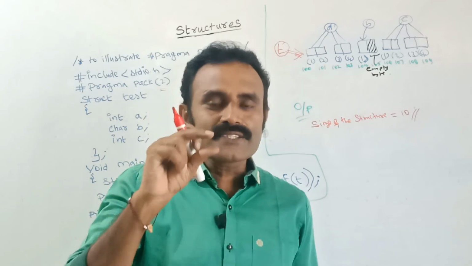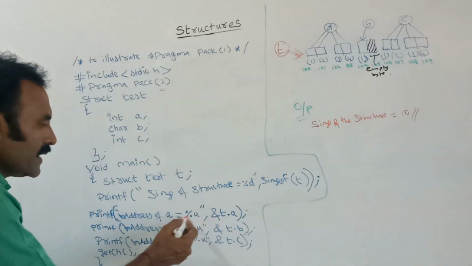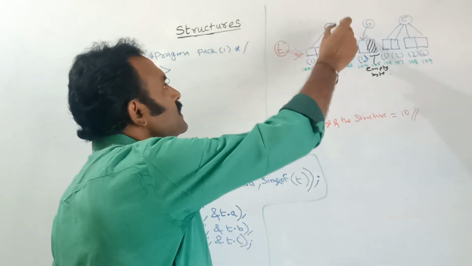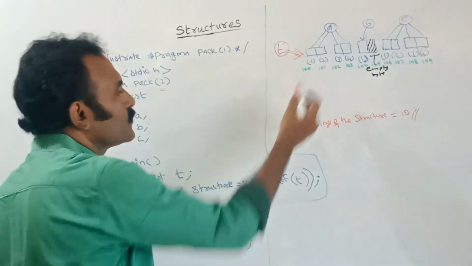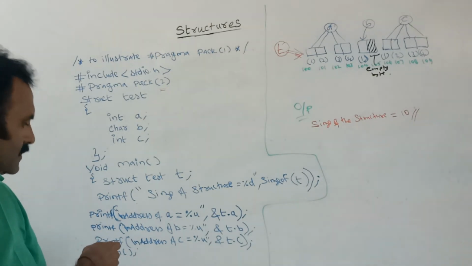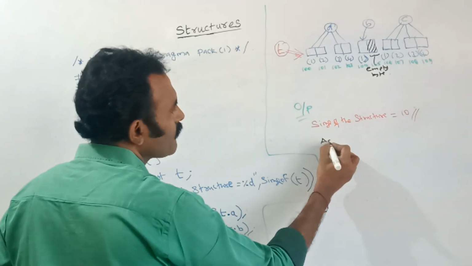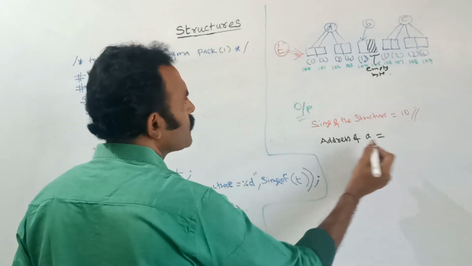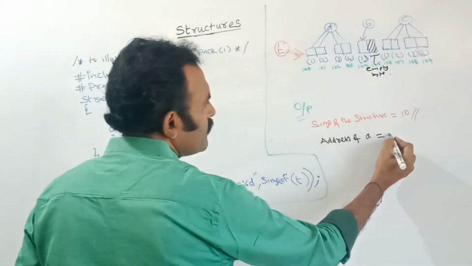the very first address of that variable will be displayed. Here, the very first address means, this A is the variable. For this, what is the first address? 100. So here it will print like this, address of A is equal to, what is this address? 100. So here 100 will be printed.